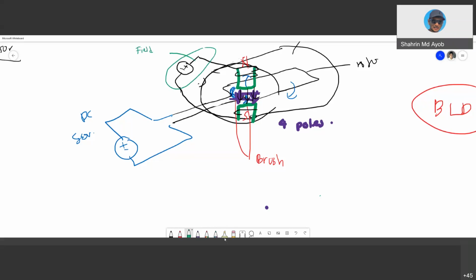Field circuit. And this circuit that is connected to the rotating plate is what we call the armature circuit. Okay, so these two circuits are very important, the field circuit and the armature circuit.